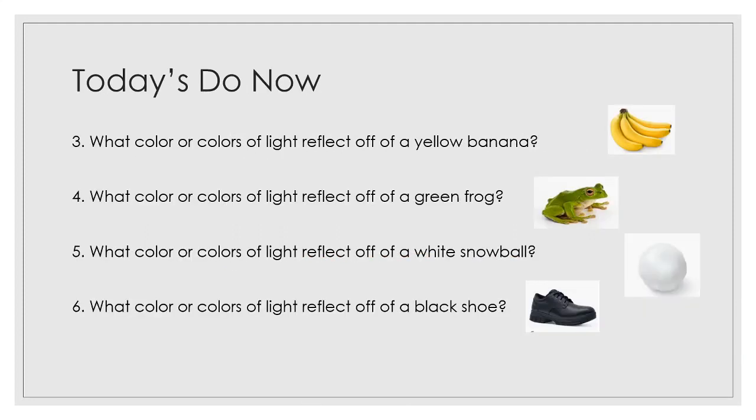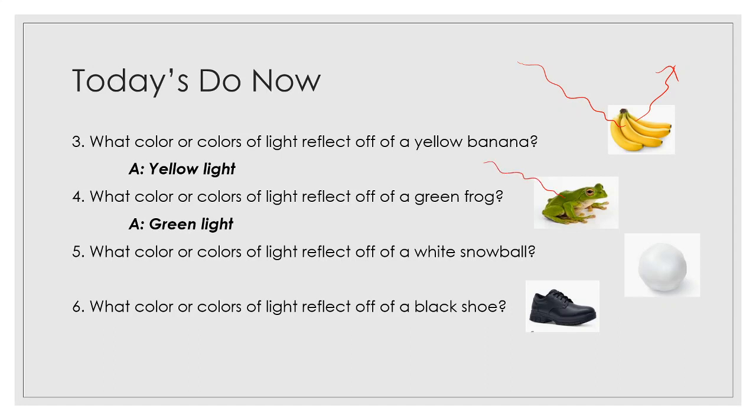Alright, questions 3 through 5. We're talking about reflection and absorption from the last lesson. What color or colors of light reflect off of a yellow banana? Yellow light. You have some yellow light that streams in here. If any yellow light hits these bananas, it will bounce back out, and that is why they look yellow to you. Off of a green frog would be green light. Things always reflect light of their same color.